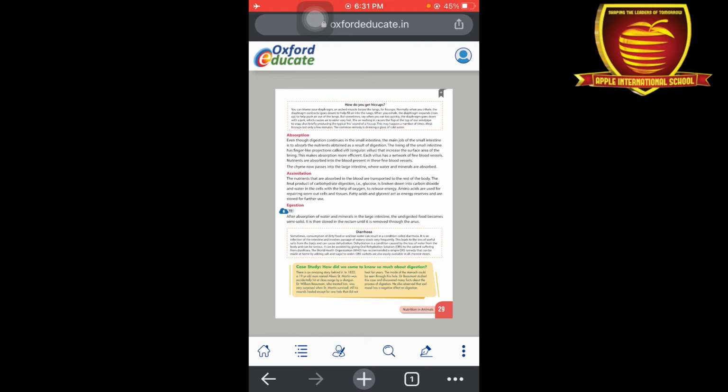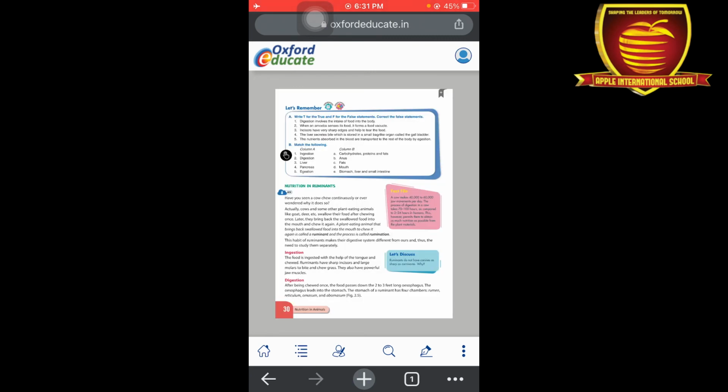Okay, so this is all about the nutrition in animals. Now we are going to discuss the nutrition in ruminants. Okay, what are ruminants? Ruminants are the animals which eat only grass. Okay, so the animals that eat grass have a different digestive system from human beings.